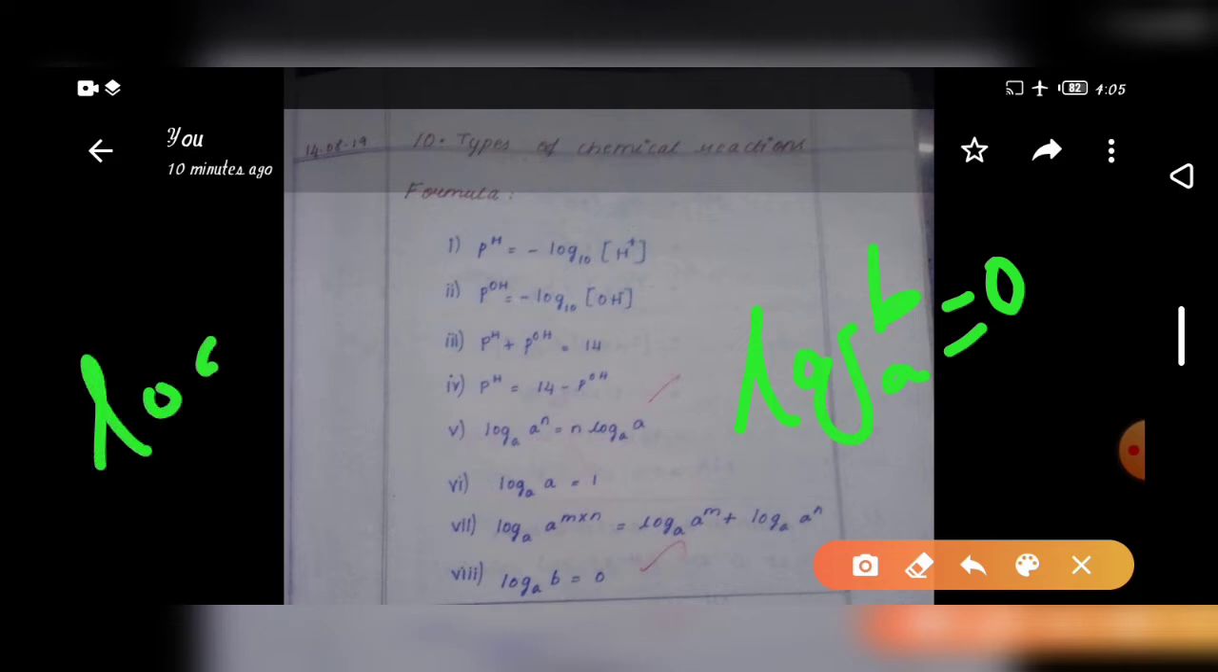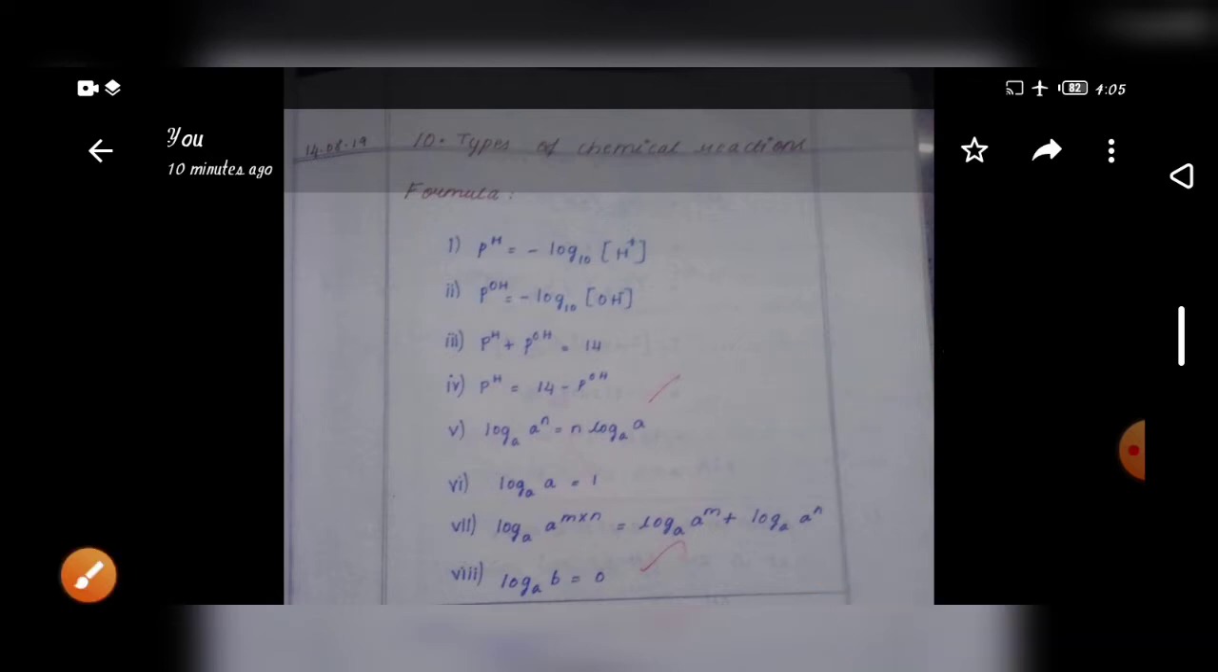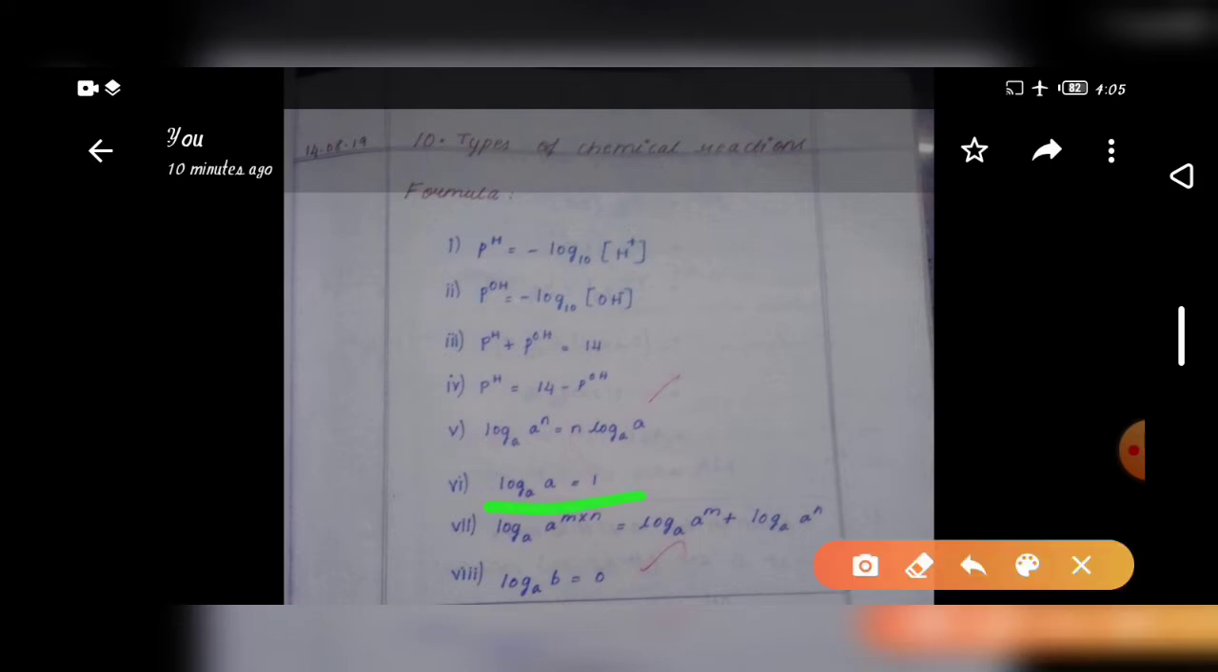So log of A base A is equal to 1. Similar means 1, different means 0. From this formula you see here, log A base A is equal to 1, log B base A is equal to 0. You have to apply this in the sum itself. So that's why I am saying this. Okay, next we go to the sum.